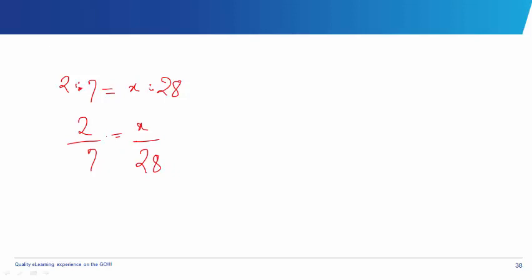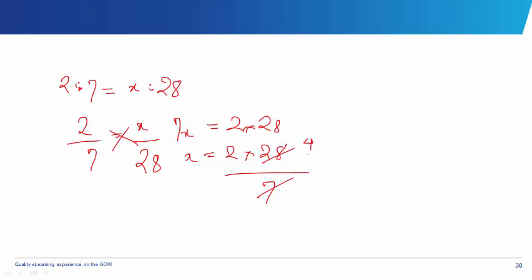Looking at it this way, you can cross multiply. When we cross multiply, we have 7x equals 2 times 28. Therefore x will be 2 times 28 divided by 7. 7 into 28 will give you 4. 2 times 4 will now give you 8. Therefore x equals 8.